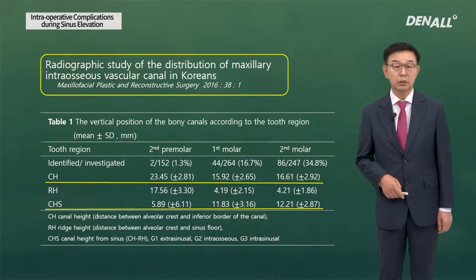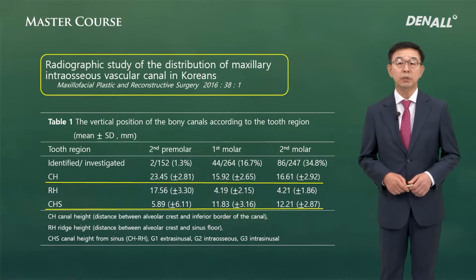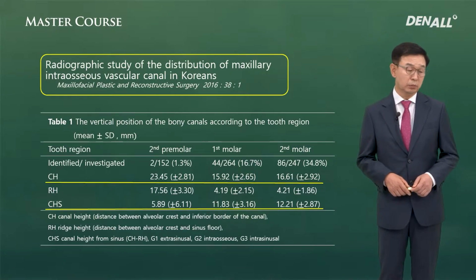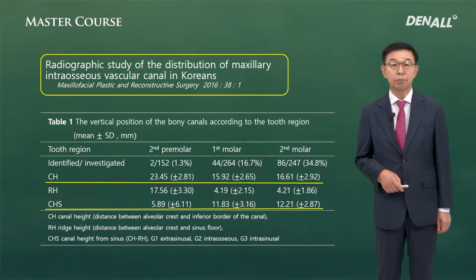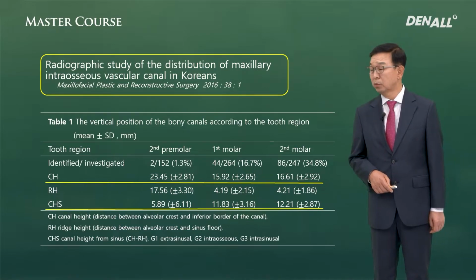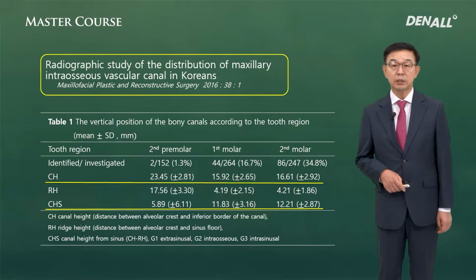From the sinus floor, the intraosseous artery exists 11 to 12 millimeters superior in the case of first and second molar. Therefore, when the window is formed, the height of the window should be within 1 centimeter. In my opinion, 6 to 7 millimeters is recommended to avoid damaging the artery.